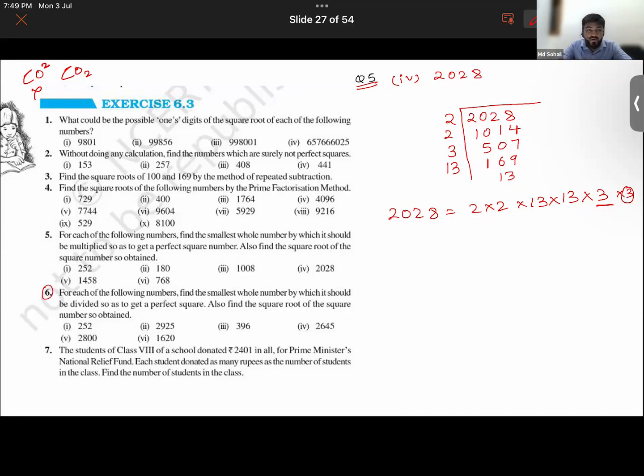Now see another question, number 6 here. For each of the following numbers, find the smallest whole number by which it should be divided so as to get a perfect square. Also find the square root of the square numbers obtained. In the previous one also you had to find the square root. So if you multiply 2028 with 3, the answer which you get, you need to find its square root as well.